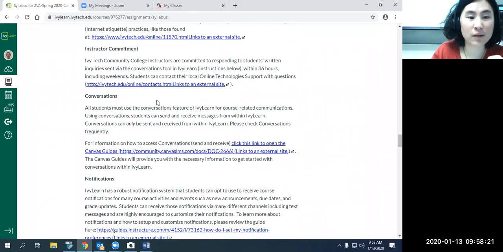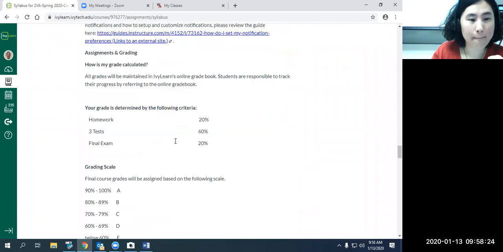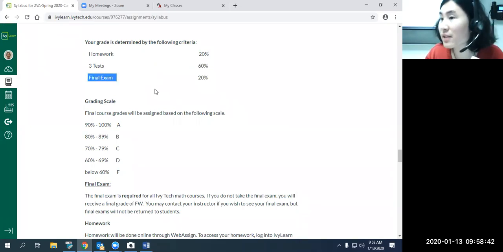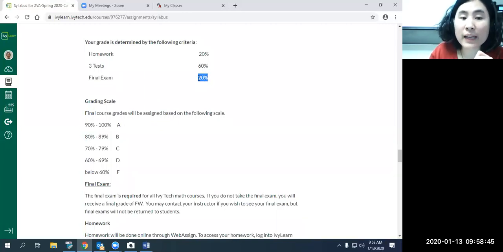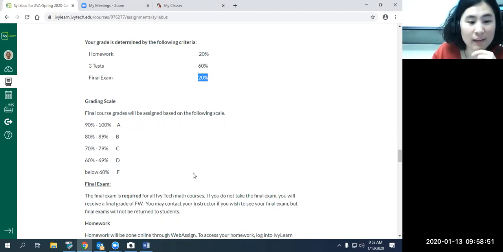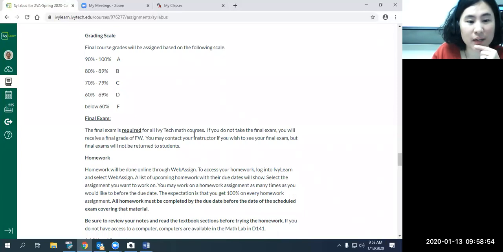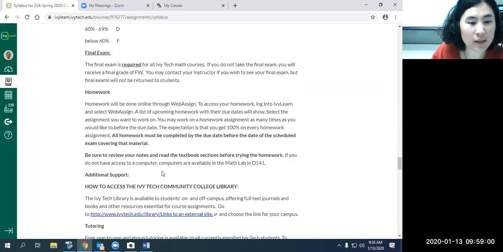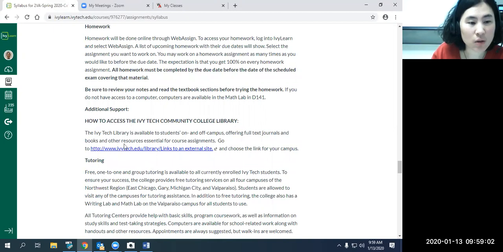Instructor commitment, I reply to your emails. Oh, grading scheme, okay? So homework assignments account for 20%. We have 3 midterm exams. Each will account for 20%, so 60%. And then the final exam will be comprehensive. It is 20%, which means the final exam will cover the entire class material. It's going to be comprehensive. Okay, you know what comprehensive means, right? And then it's required for all Ivy Tech math courses. Oh, this is a general rule, okay? Homework assignments, and so on. Tutoring, okay, we'll talk about tutoring very soon, okay?